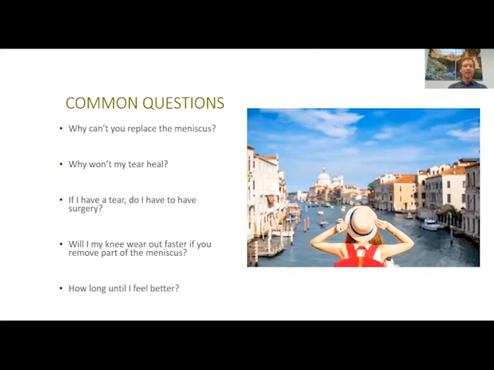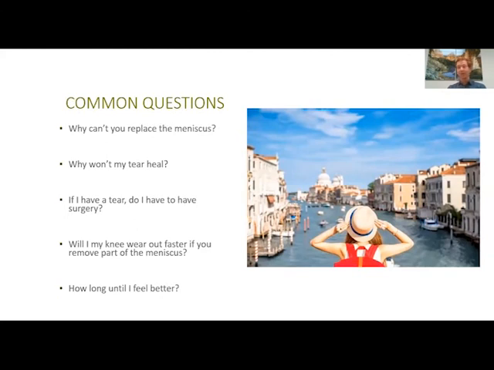And then a lot of folks ask, why won't my tear heal? And that kind of goes back to the same issue, which is blood supply. It's all about the blood supply. So that's what we look at at the time of surgery and with the MRI, to see how close that meniscus tear is to the outside of the knee where the blood flow is coming from, and that lends itself to a good repair.